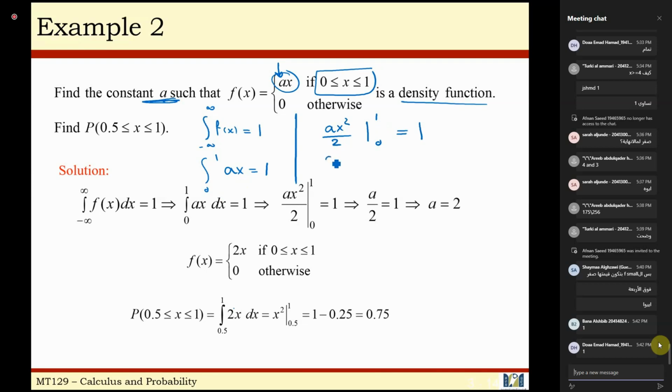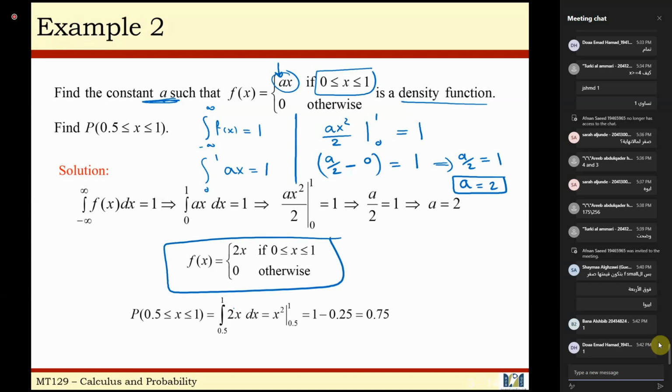Substitute 1, a over 2, minus substitute 0, 0, must be equal to 1. So we can conclude a over 2 equals 1, so a equals 2. So if a equals 2, f of x is a density function, otherwise it is not a density function. Any value other than a equal to 2 is not a density function, so a must equal 2 for f of x to become a density function. Okay, this is how we find the density function.